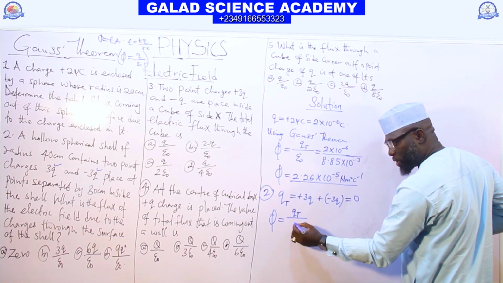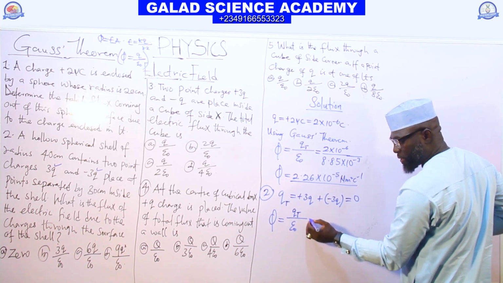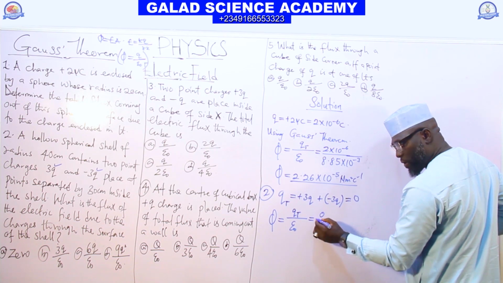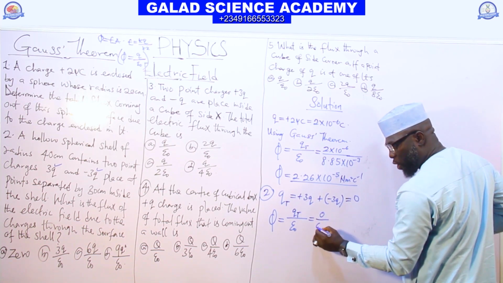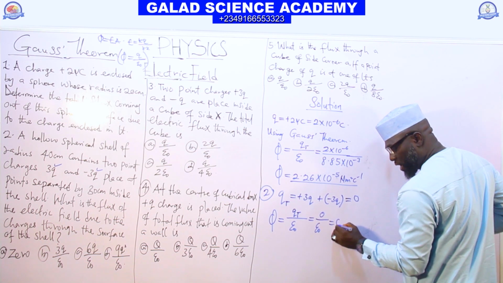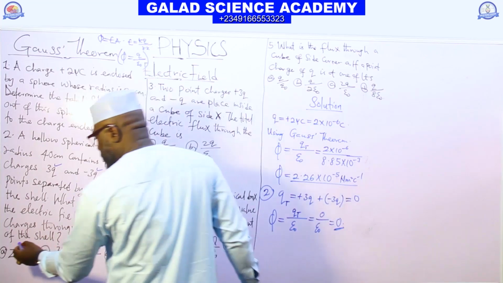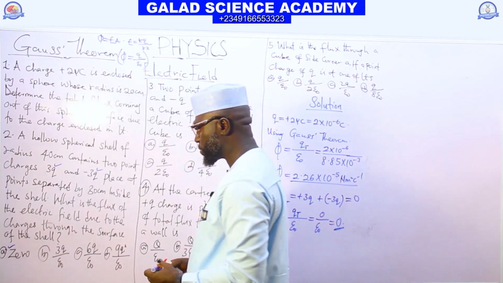the hollow shell over the permittivity of free space. So the total charge in the hollow shell is Q, which is 0. Add the charge together over the permittivity. The final answer here is 0. So which one is correct now? The answer is 0.